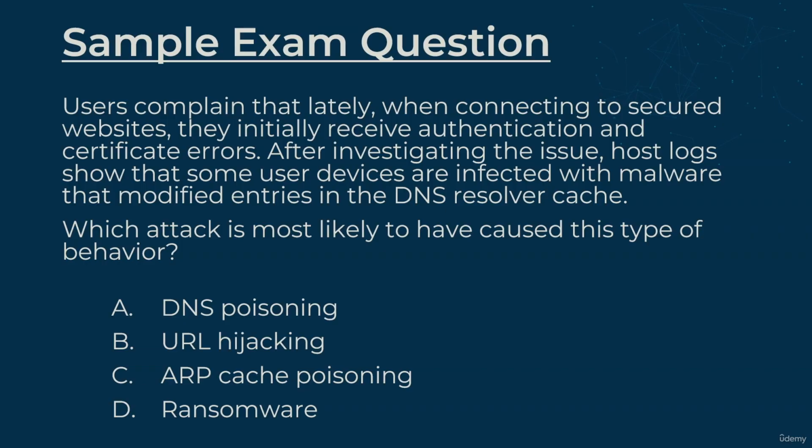For example, if I want to connect to www.totalsem.com, my local DNS resolver cache is checked first to see if that's happened already and if we have the IP address that we really want to connect to. However, if an attacker can control the IP address users are directed to when they try to connect to something by name, this is what can happen. So, the question is, which attack is most likely to have caused this type of behavior?